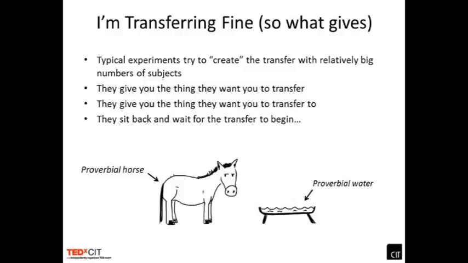And you would think, if I explained some of the experiments to you, that transfer would be found. So typical experiments, they give you the thing that they want you to transfer. They make sure that you've got it. They give you a hint, perhaps, that it's going to be of help to you in the transfer context. They give you the thing they want you to transfer to, and they sit back and wait for the transfer to happen. But it's very much a case of horse to water.